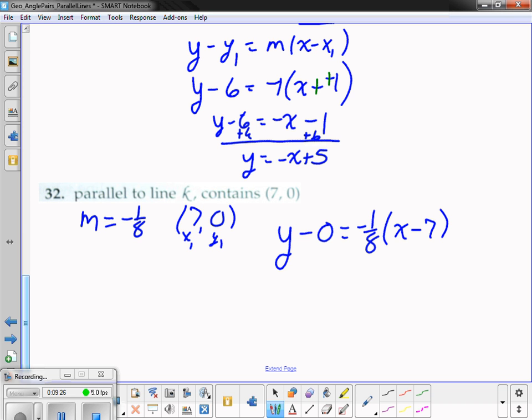Now I clean that up. Y minus 0 is just y. Negative 1/8 times x is negative 1/8 x. Negative 1/8 times the minus 7 would give me a positive. 7 times 1/8 is just 7/8. There I have my equation. That's what you're going to be expected to do on the assignment.